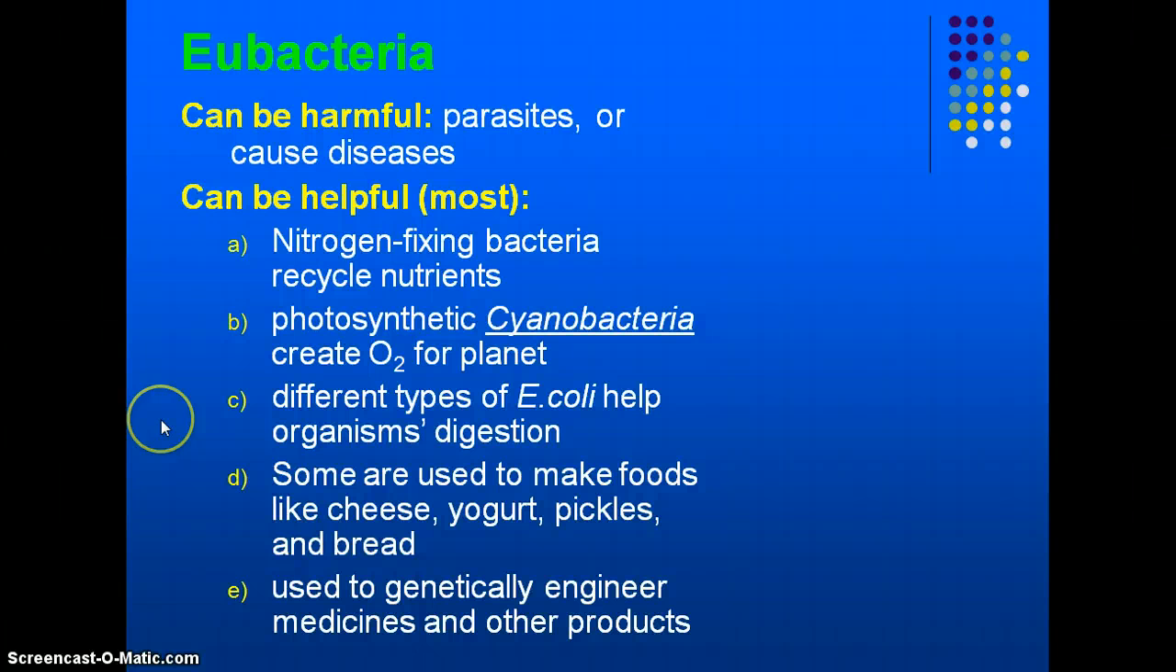We have different types of E. coli that help organisms' digestion. This would include humans. You have E. coli in your intestines that are going to help you to process the nutrients out of your food. Some are used to make foods like cheese, yogurt, pickles, and bread. And then some are used to genetically engineer medicines and other products like we talked about in our genetic engineering unit, such as making insulin and other medicines.